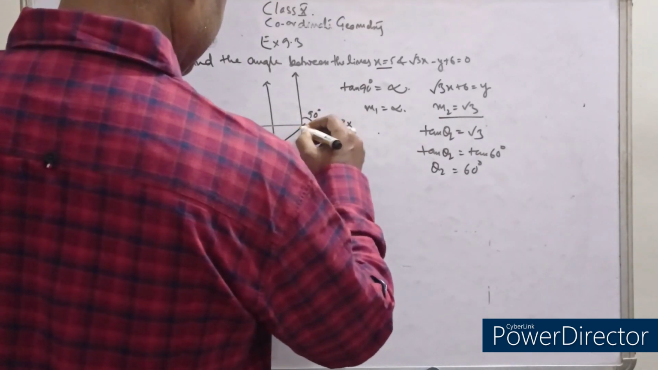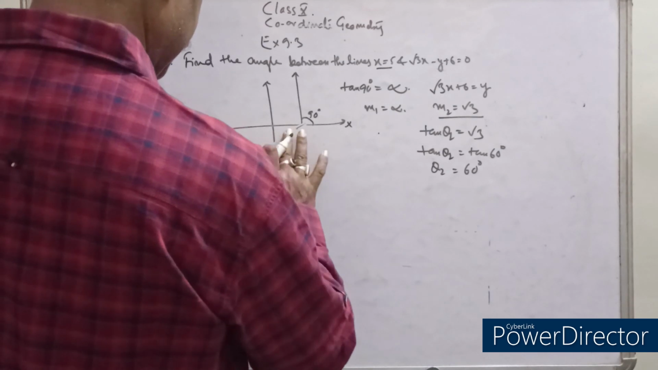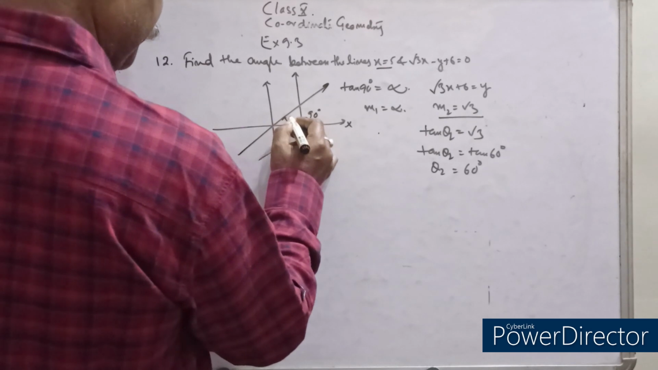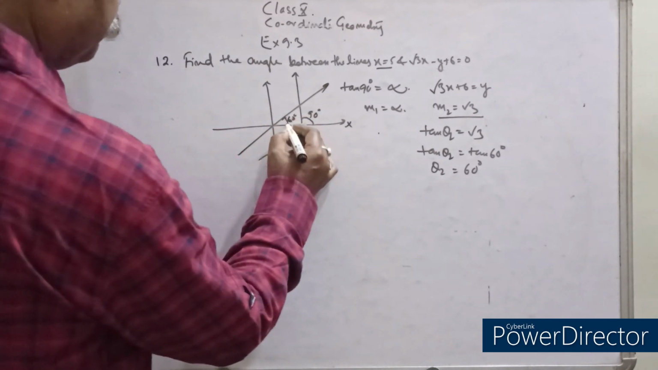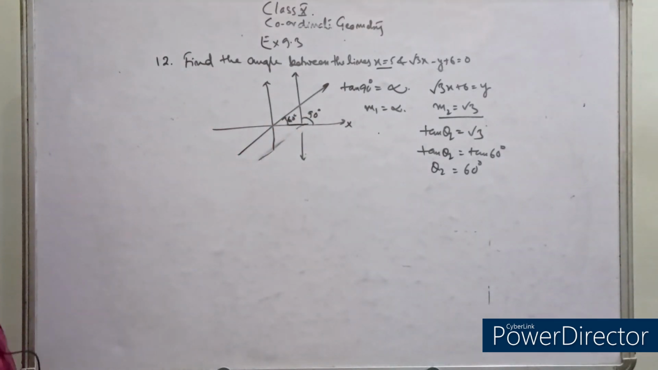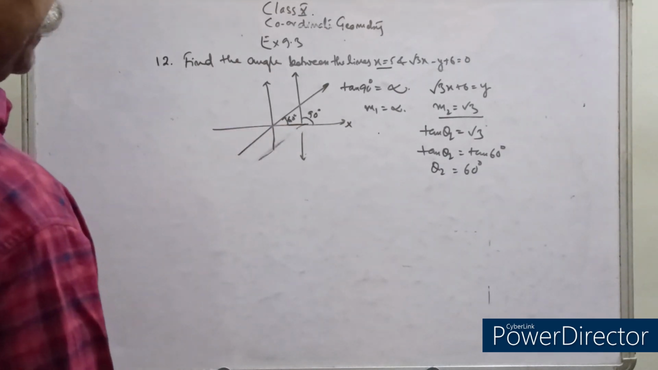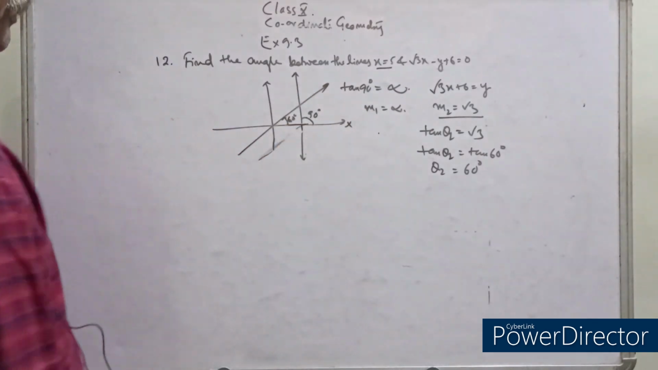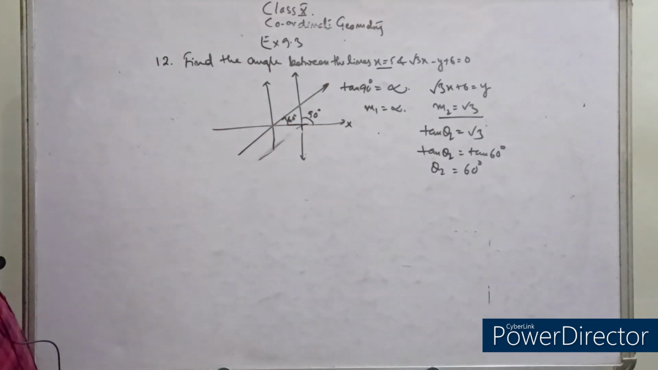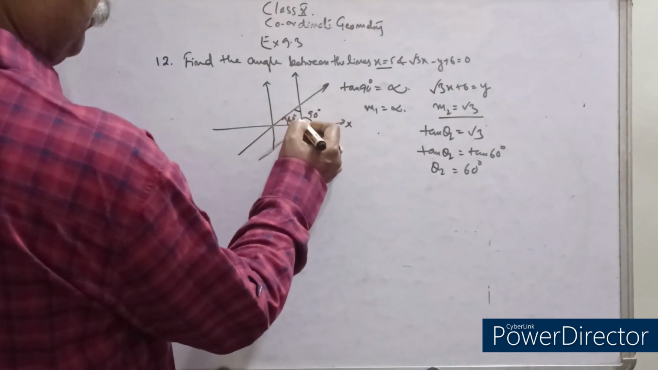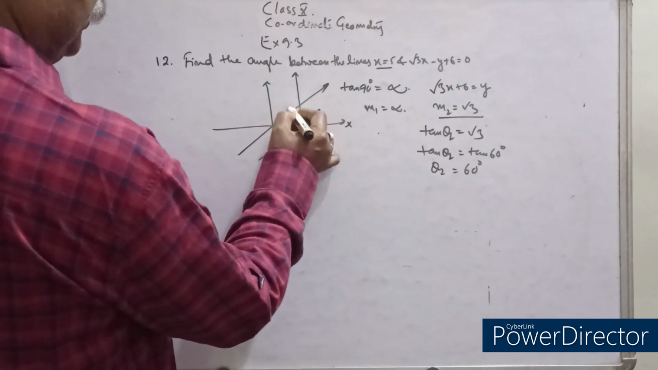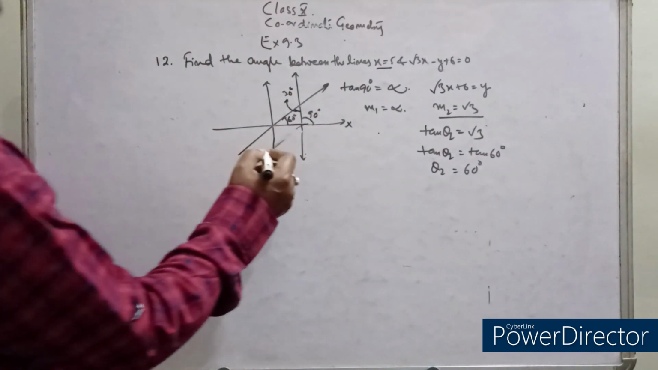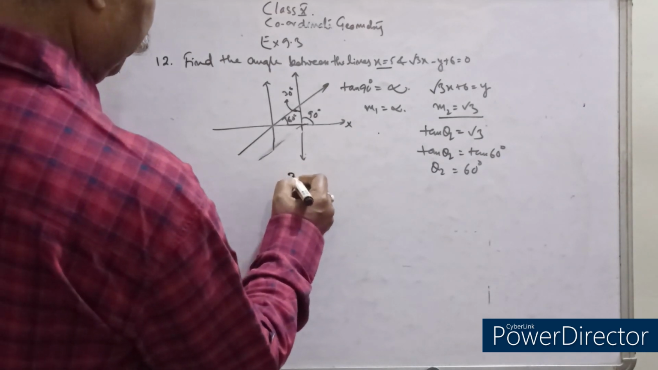So see this, this is a line which is making an angle 60 degree with this x-axis, and this line is making 90 degree with this x-axis. So what is the angle between these two lines? So angle between these two lines will be, say, 90 minus 60. So angle between the two lines will be 30 degree. So the answer is 30 degree.